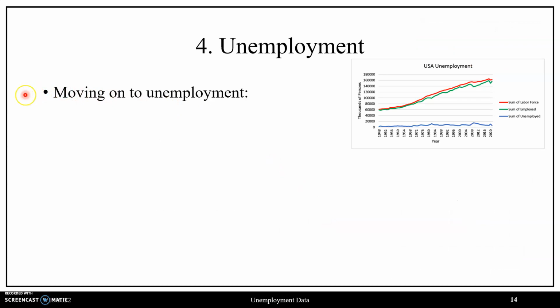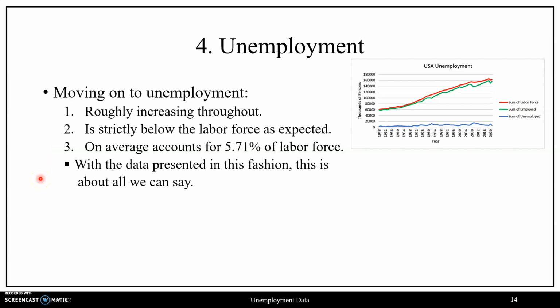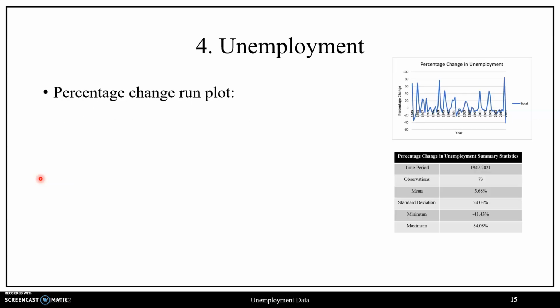Now, moving on to our idle labor resources, we have our run plot on the right, unemployed in blue, employed in green, and labor force in red. We see that unemployed seems to be increasing throughout, and is strictly below both employed and the labor force in the United States for our data. And with a little bit more work, we would see that on average, idle labor resources account for 5.71% of the pool of labor resources in the United States. With this in mind, we will transform our data and see what we can see in terms of average growth rate, typical fluctuations, and classify the variable.